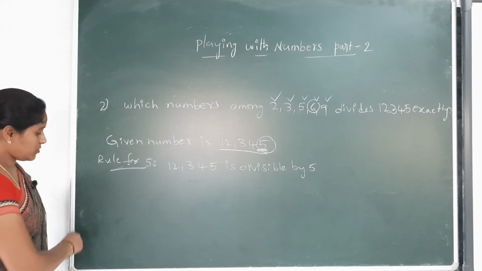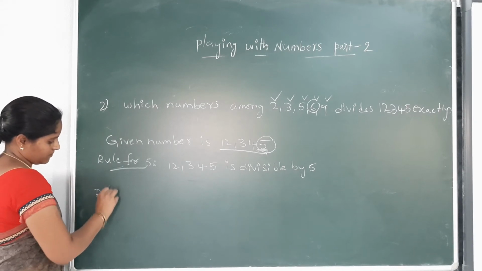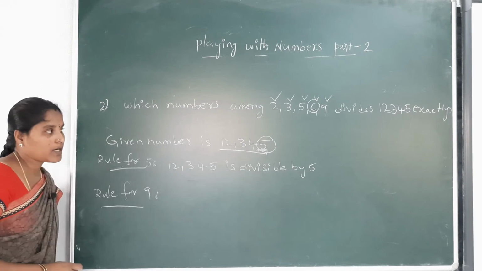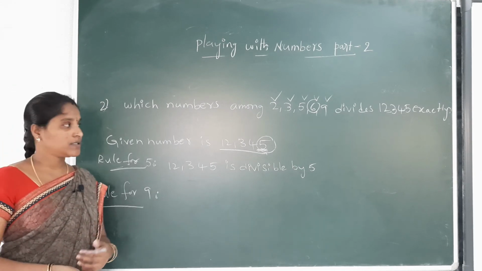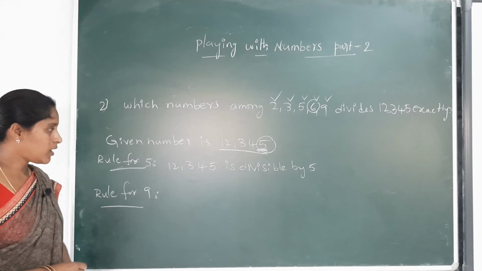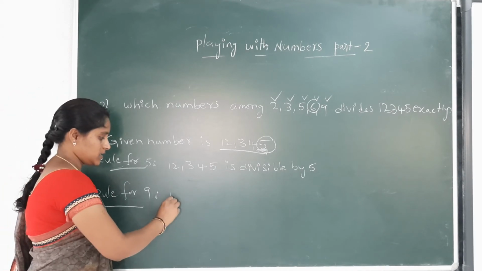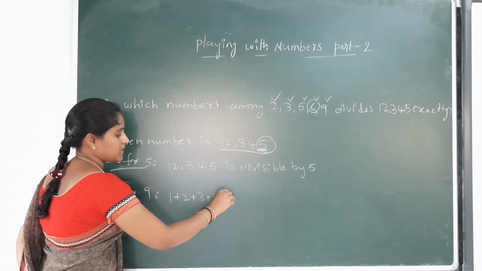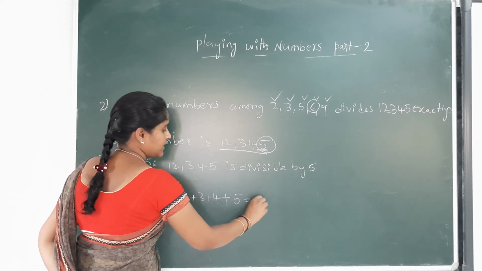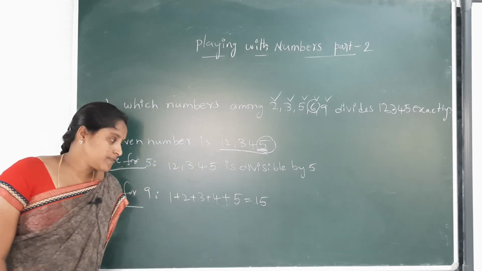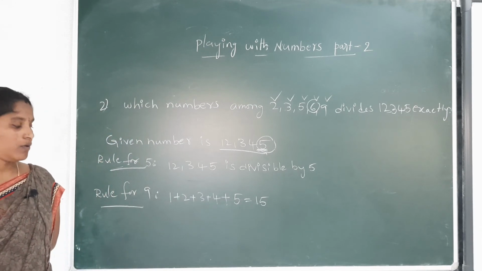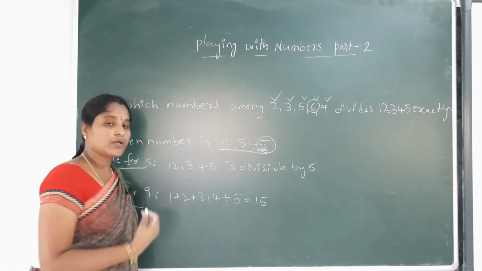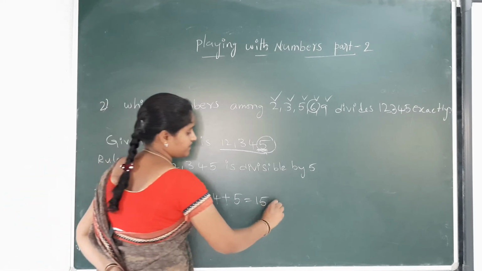Next, we check the rule for 9. The rule for 9 is the same as the rule for 3. We add the sum of all the digits: 1 plus 2 plus 3 plus 4 plus 5 gives 15. Is 15 divisible by 9? No, 15 is not divisible by 9. So the whole number is also not divisible by 9.